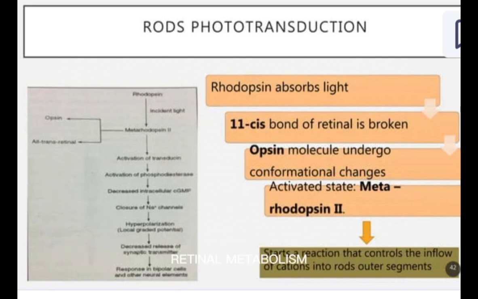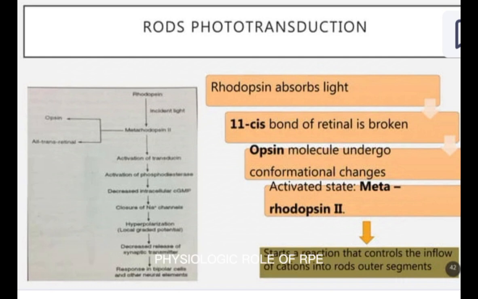Retinal metabolism. Muller cells store glycogen, providing a ready source of glucose. Under normal physiological conditions, the retina has a high rate of anaerobic glycolysis. Oxygen consumption is high in photoreceptors, which obtain energy mostly by oxidative phosphorylation.